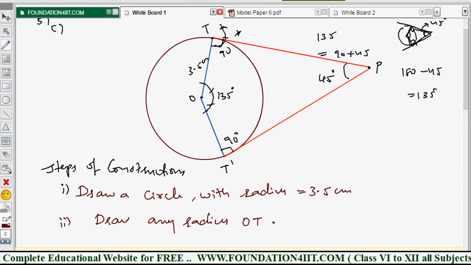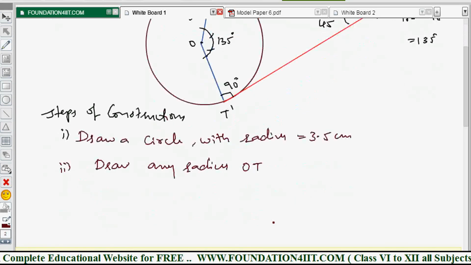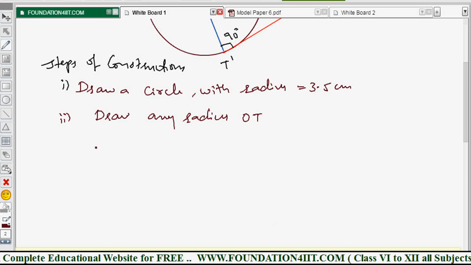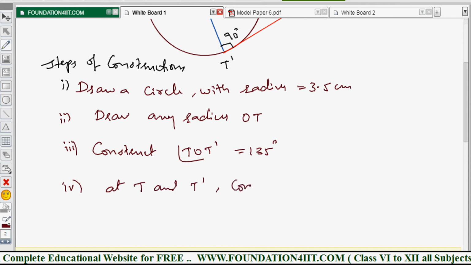Then we should construct angle TOT dash as 135 degrees. Construct angle TOT dash, that is 135 degrees. And at T and T dash construct two perpendicular lines. That means at T and T dash construct two perpendicular lines, because 90 degrees perpendicular lines you do and join.